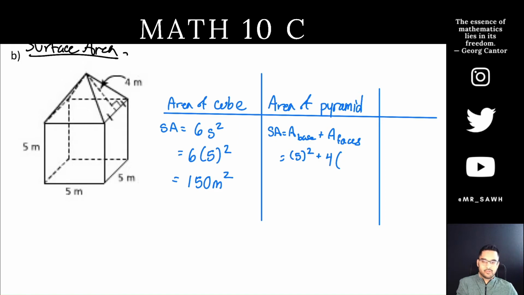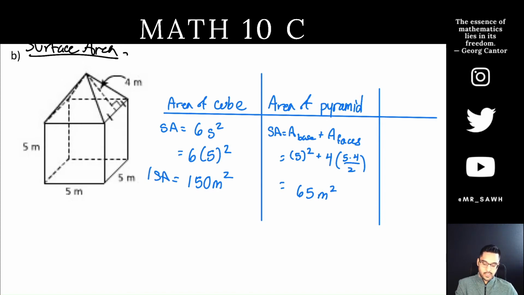Now if the face is a triangle, we're going to do base multiplied by height divided by 2. So we're going to have 5 times 4 over 2, 5 being the base of the triangle, 4 being the height of the triangle. Since we're talking about area, I need the slanted height, which I'm given. I didn't have to go solve for it. I actually knew it was 4. Okay, so I've got all the things I need. So we can grab a calculator, throw all that stuff in there, and this will work out to be 65 meters squared in total.